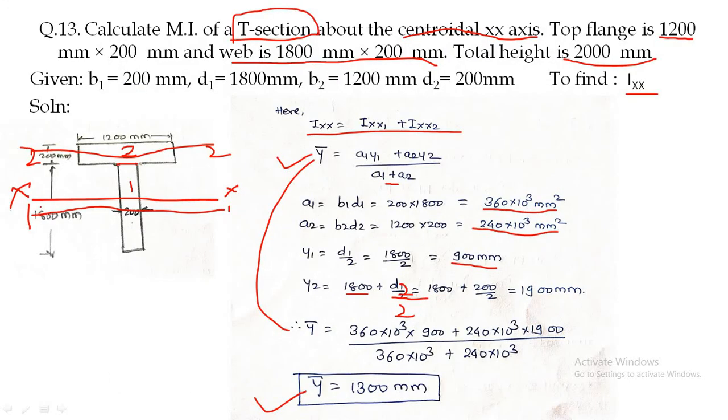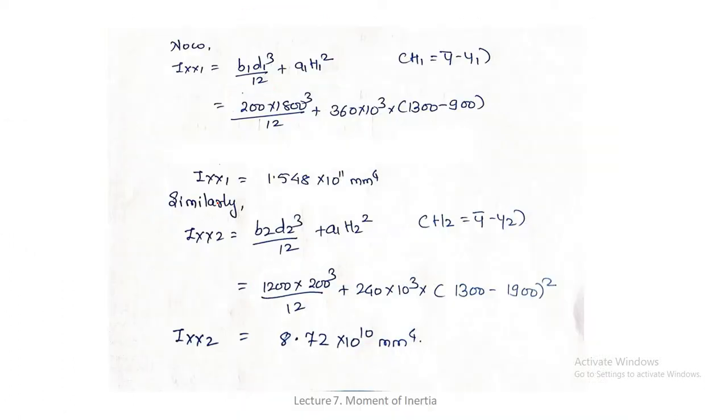Here h1 is the distance between our xx axis and the first axis. It will be equal to y bar minus y1. And a1 is the area of the first section. As we know the values of y bar, y1, b1, d1, a1, we can put those values over here and get the value of Ixx1. So Ixx1 is equal to 1.548 into 10 raised to 11 mm raised to 4.